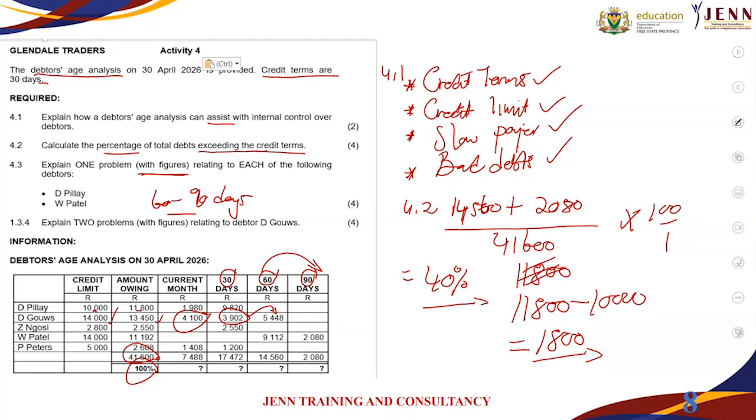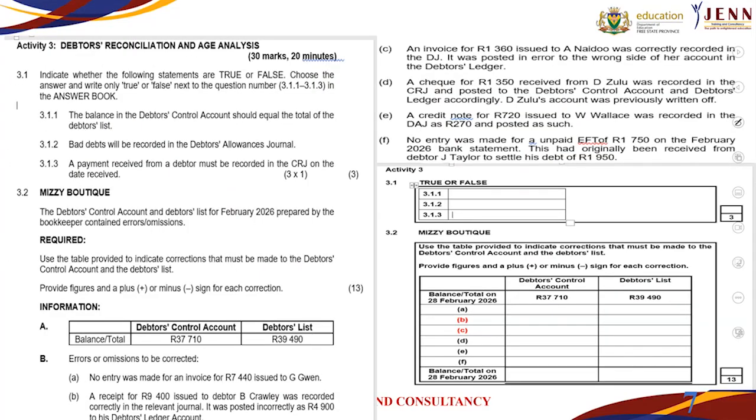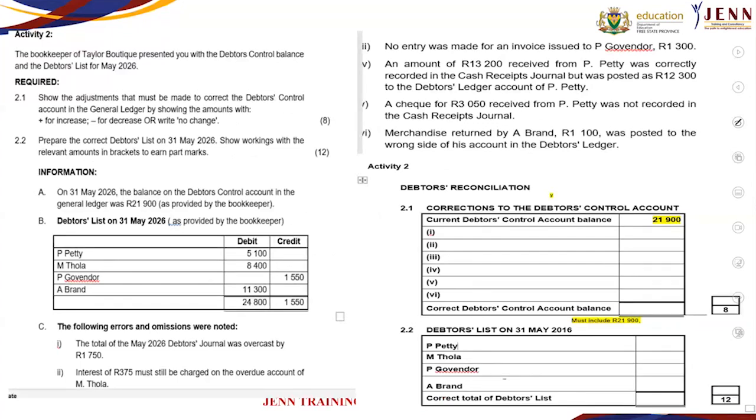Before I move to another activity of debtors reconciliation, any questions on debtors age analysis with regard to activity 4? Any questions by show of hands? In the absence of any, let us go back to activity 2.